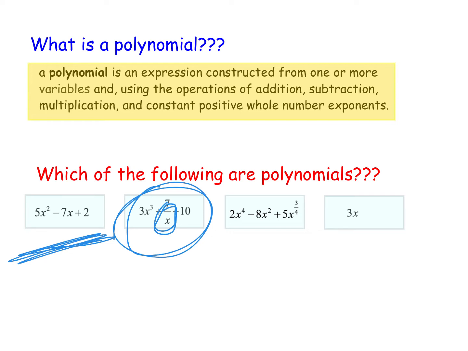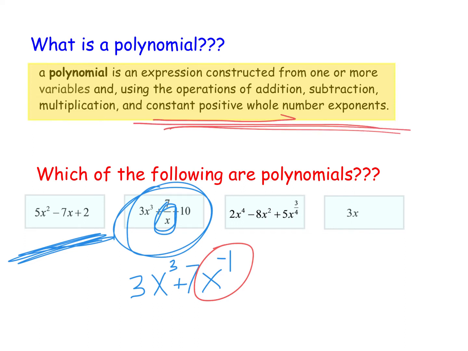I'm going to write it a different way for you, and maybe you'll see why it's that way. 7x to the negative 1. Do you remember that something to a negative power puts it down in the basement? So if you have negative powers, you're not supposed to have negative powers, so there's not a polynomial then. Look at constant positive whole number exponents. Constant positive whole number exponents.